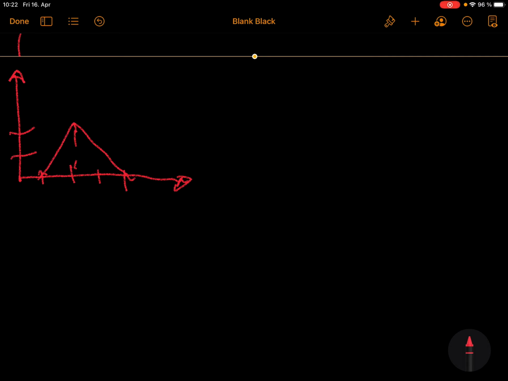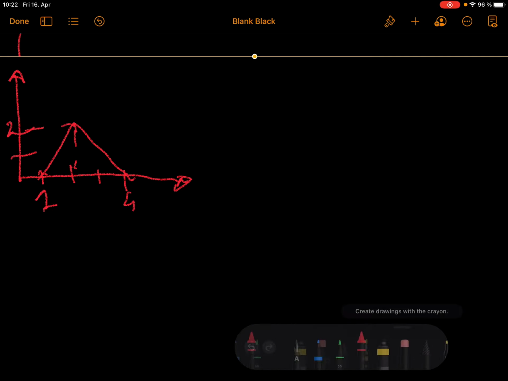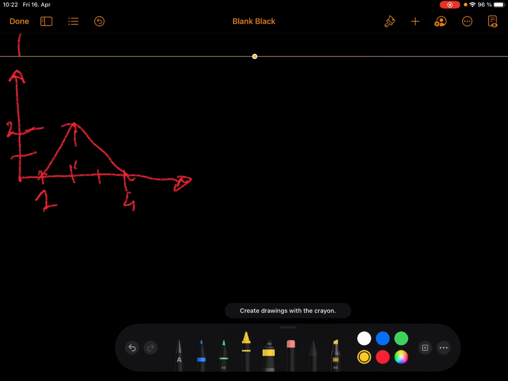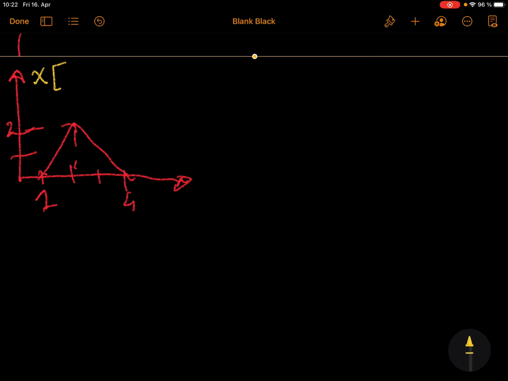We want to find the signal energy of this shape. Here is 2, and here is 4, this is 1. Again, let's always label everything, so we never forget. We look back.